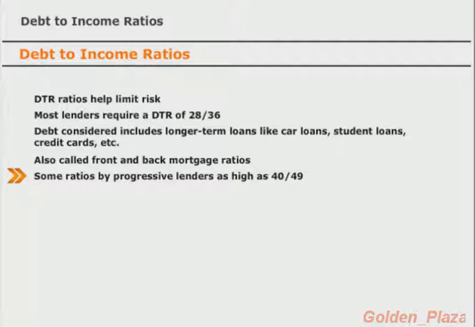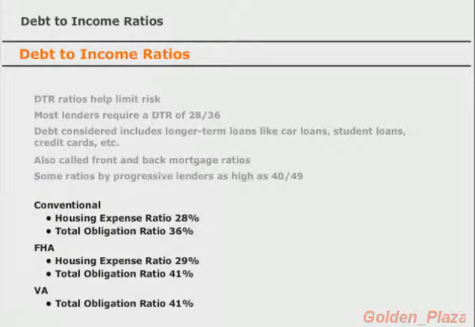Progressive lenders sometimes embrace higher ratios depending on what is taking place in the economy. As a result, you may find ratios up to 40-49 being offered for well-qualified borrowers. Shown on the screen are typical debt-to-income ratios for the main loan types: conventional, FHA, and VA. Take a moment to review them before continuing to the next slide.